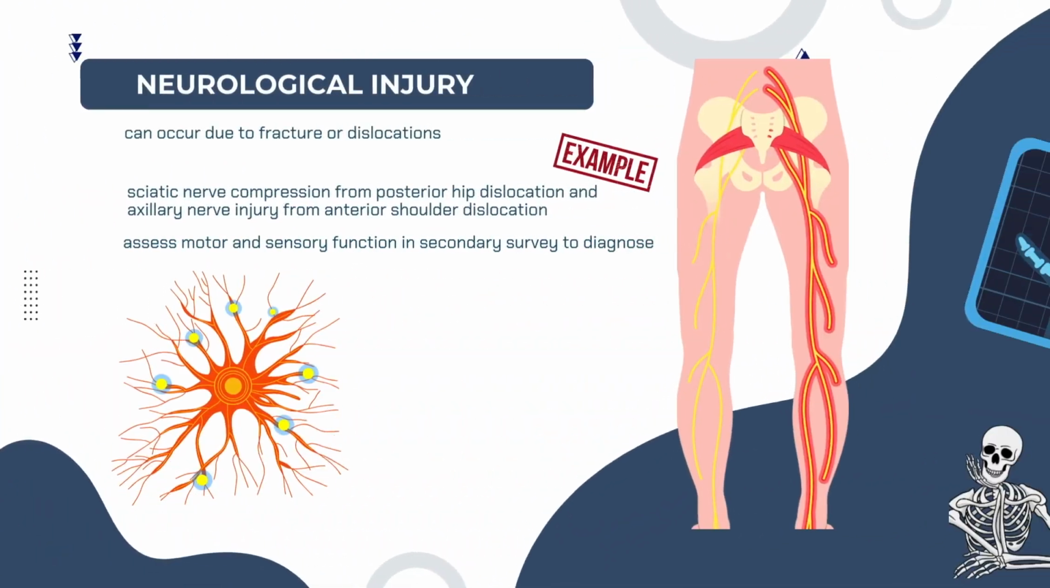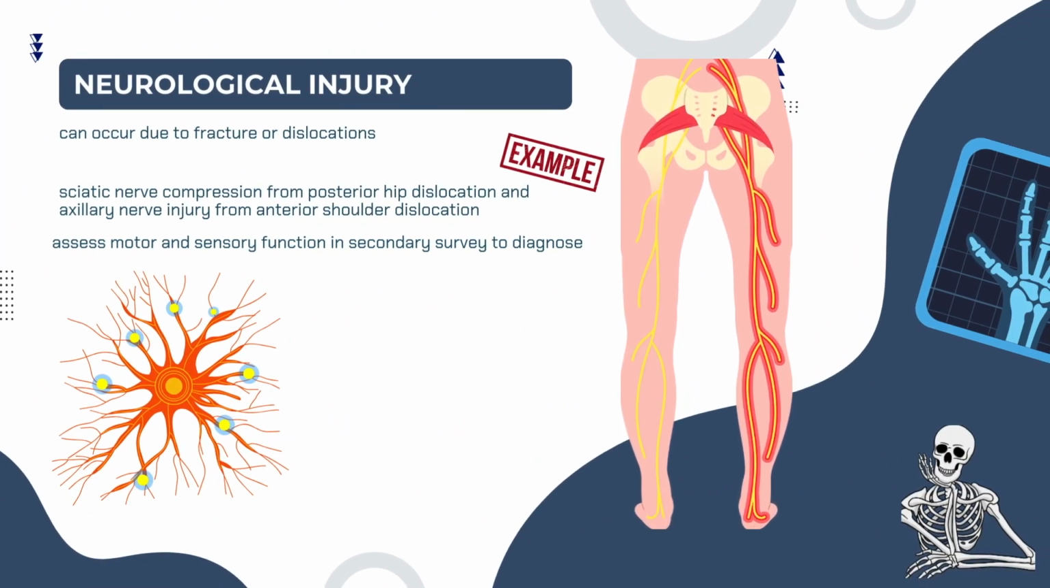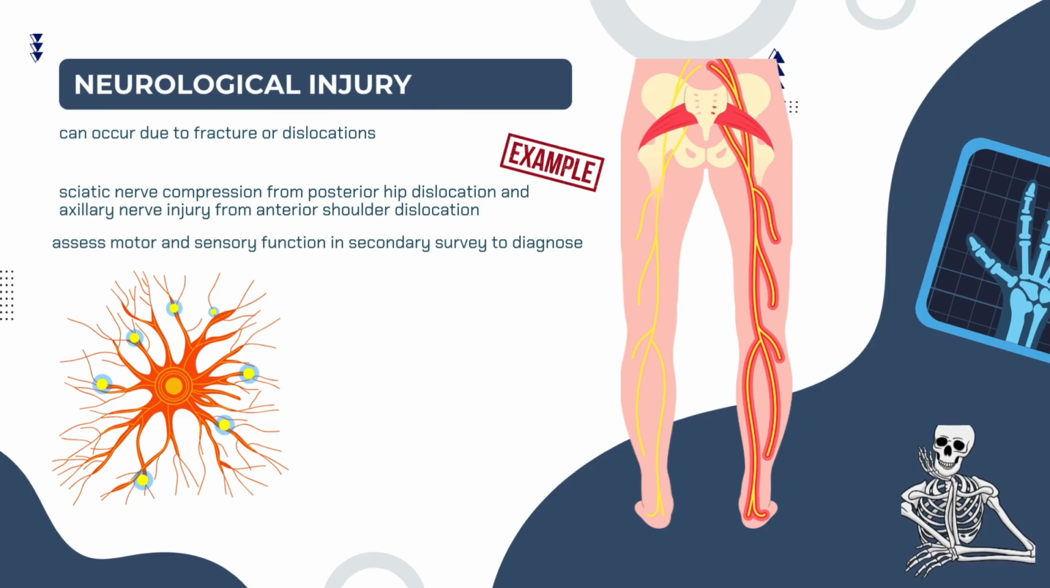Neurovascular injury can be another dreaded complication of fractures. Neurological injury can occur due to a fracture or dislocation. For example, sciatic nerve compression can occur from posterior hip dislocations. Axillary nerve compression can occur from anterior shoulder dislocations. Assess the motor and sensory function in the secondary survey to diagnose a neurological injury.